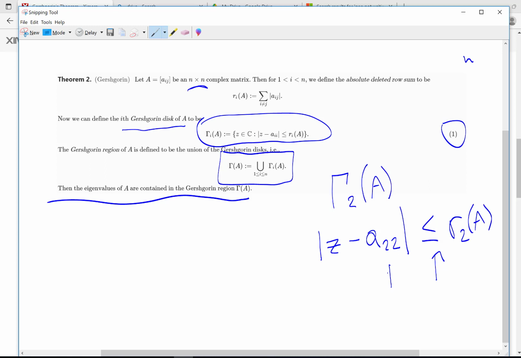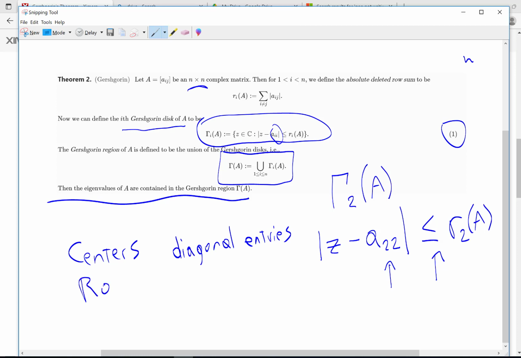So A22, that's a diagonal entry. That's row 2, column 2. So see, these are Aii. And so I guess the centers of the disks are the diagonal entries. And we'll see this in example 1 in just a second.